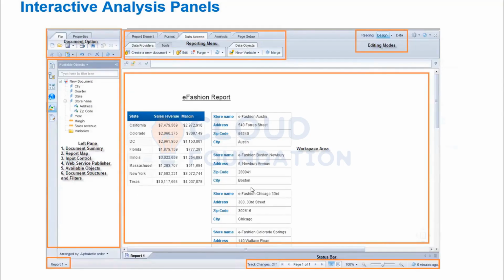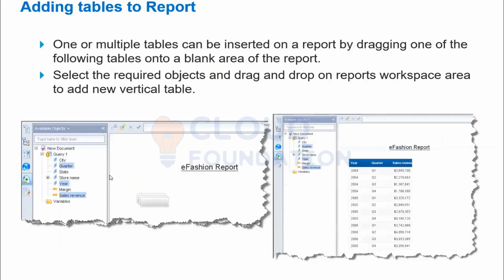Report map is like it will show the structure of the report, like how many tabs are there, inside each tab how many blocks and how many tables are there. It will show us input controls, which are like filters inside. This is also one kind of filter. Web service publisher, available objects, document structure.